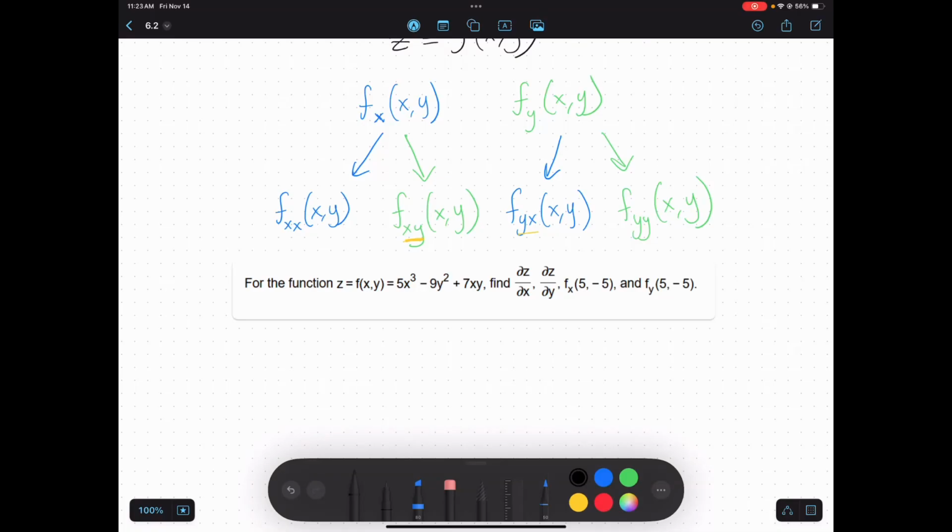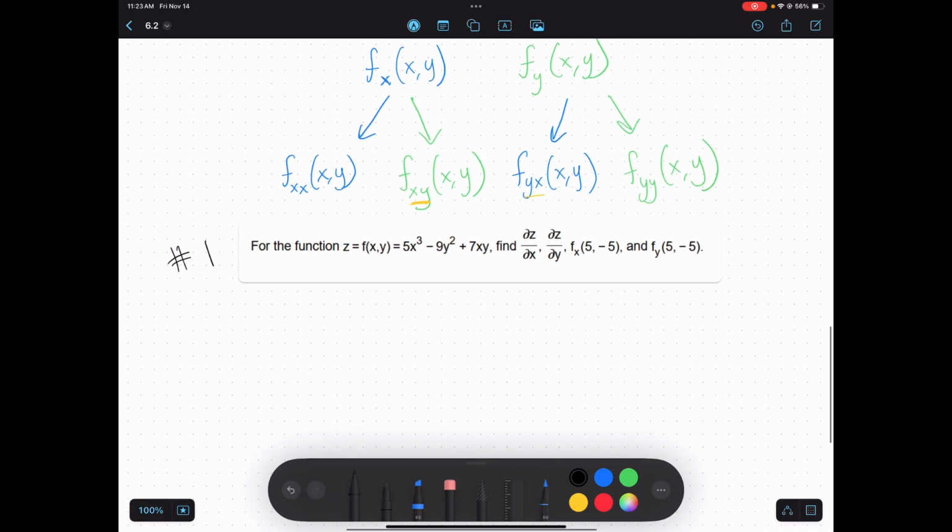Okay, let's look at some examples from the 6.2 homework. And we're actually going to start with number 1, the very first question. So this is a function. I've got a multivariable function that's in terms of both x and y. And I want to find the partial derivative in terms of x, the partial derivative in terms of y.